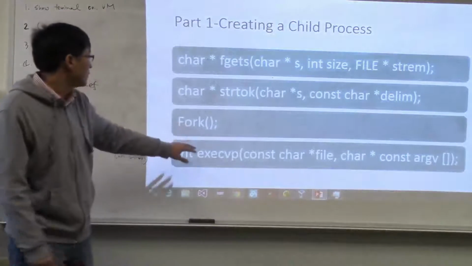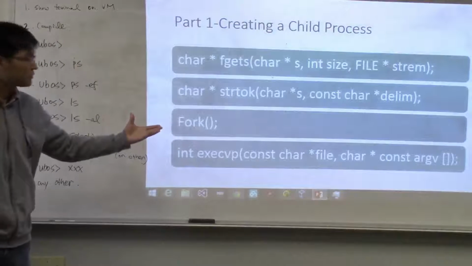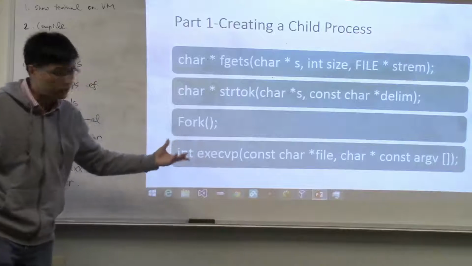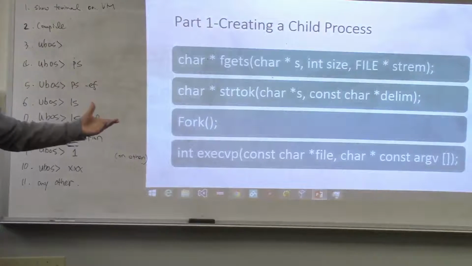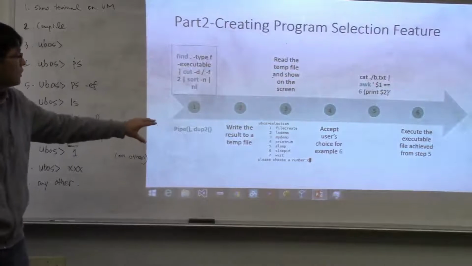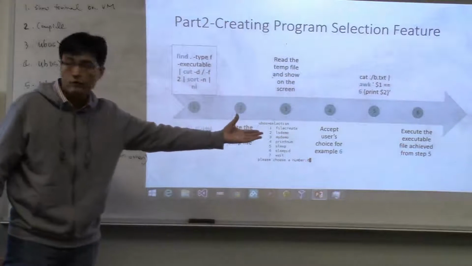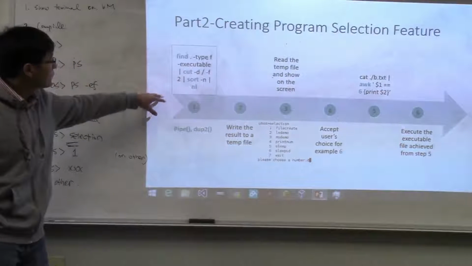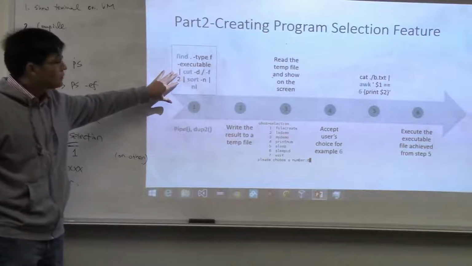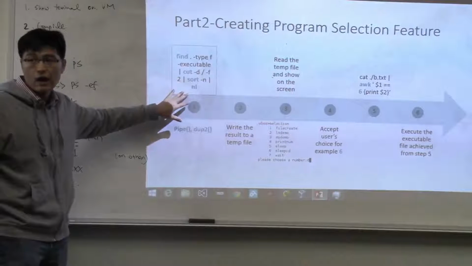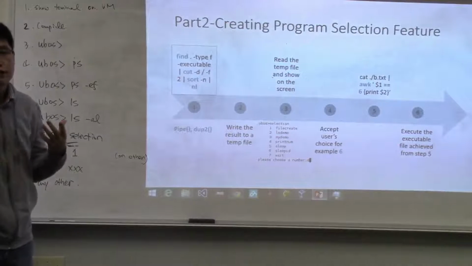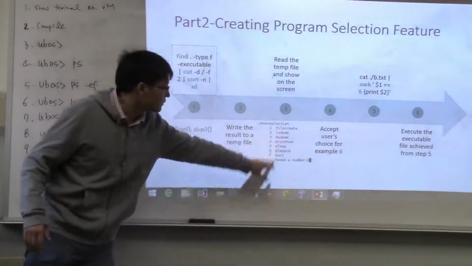And next, I use fork to create a new process. And last, I use this function to execute the command. This is the key point of part 2. There are 6 steps in total. First, I use the shell commands find, cut, sort, and nl to get the list of executable files like this.